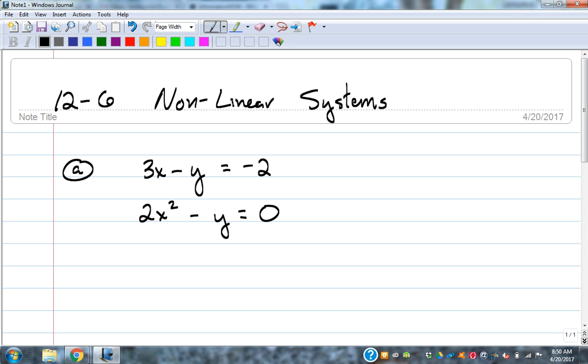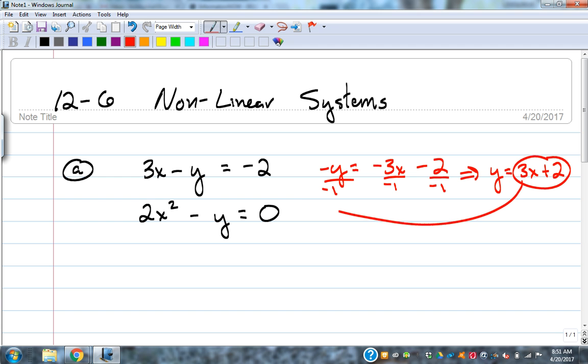So what I would think about doing is solving one of these for a variable. I'm fairly used to solving the top one for y, so I'm going to do that. To solve that for y, we'd have negative y is equal to negative 3x minus 2. Divide everybody by negative 1, and that gets us y equals 3x plus 2. What can I do with that? Yeah, take that and substitute for y in the second equation.